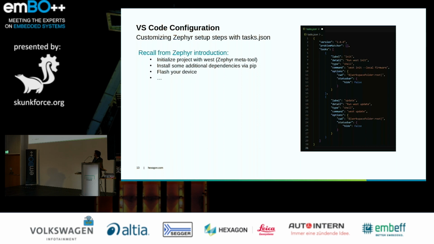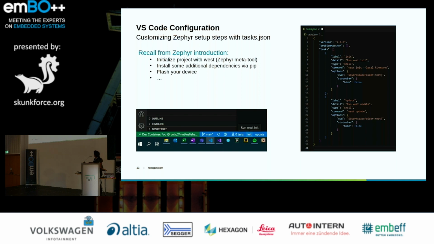And how this looks is very similar to the devcontainer.json. It's a JSON file where you just specify some tasks. You see, for example, one at the top, this is the init, where you just say, okay, we'll run west init on some folder, and this is just a shell command. Same story for the update. So here you can define custom tasks that you can run to make your life a bit easier.